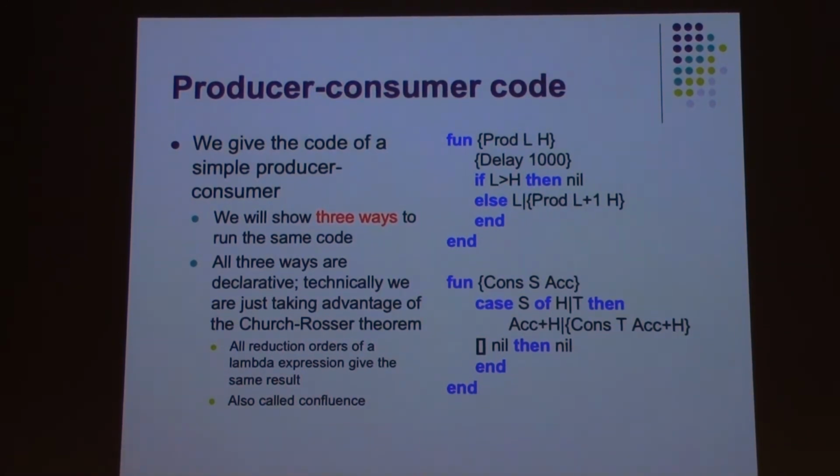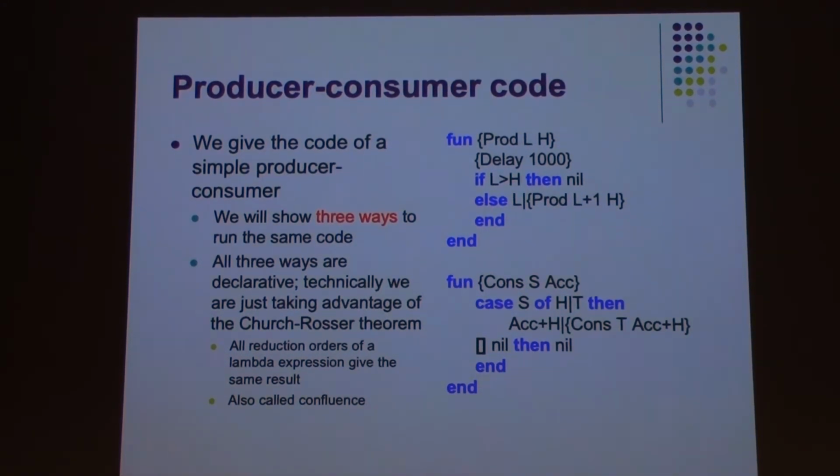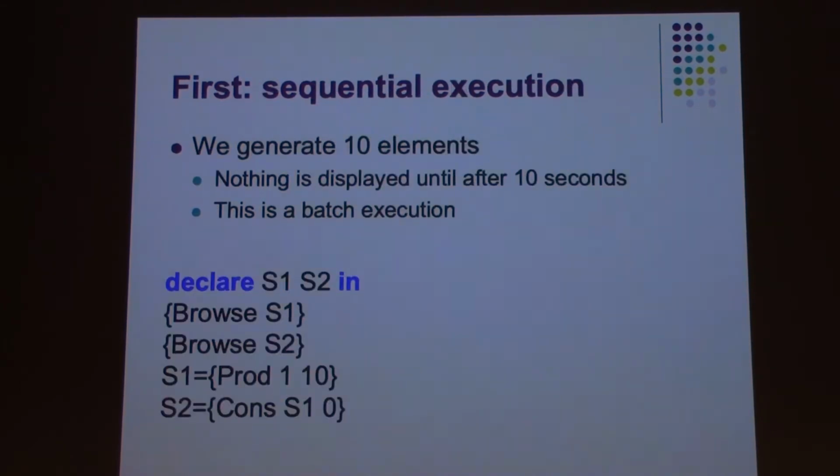All 3 ways that I'm going to show you now will give the same result. In fact, we are just taking advantage of Church-Rosser. The 3 ways are just executing the reductions in different orders. They are doing the same work, but in different orders, and they will give the same result. So let me first give you the three ways, but then I will actually execute them to show you how it works.